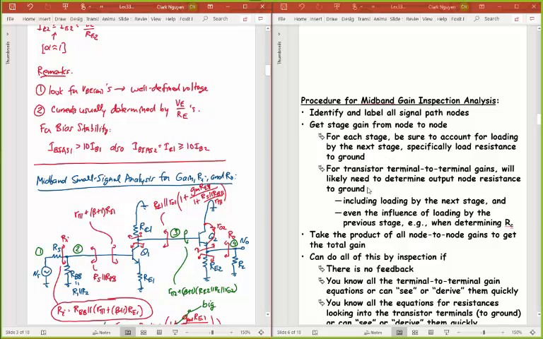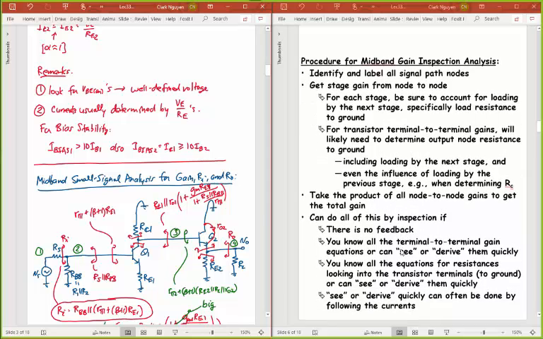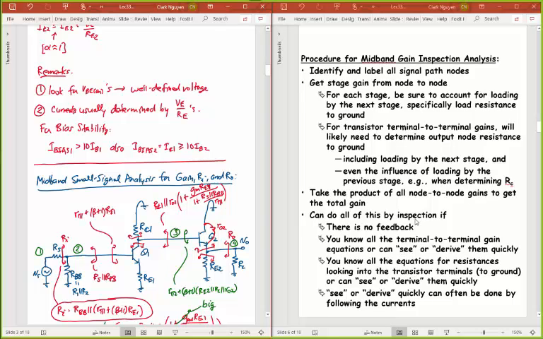Okay, once I get all these stage to stage gains here from node to node, take the product of all the node to node gains to get the total gain. You could do all of this by inspection, which is what I did, if there's no feedback. So that's an important thing with this circuit. There's no feedback in this circuit. I don't have some branch coming back from here back to somewhere there.